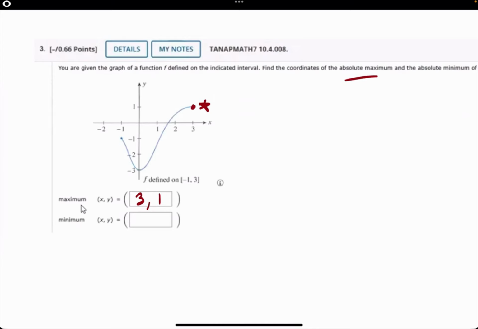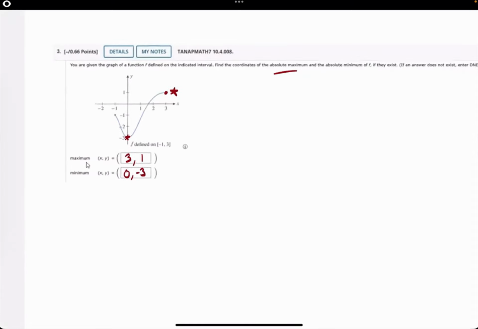So now, what is the lowest point? Is it the other endpoint? Nope. The lowest point is actually just down here. So this absolute min is at 0, -3. And along with being the absolute minimum, that would also be a local minimum because it goes down and comes back up. It's decreasing to increasing at that point.